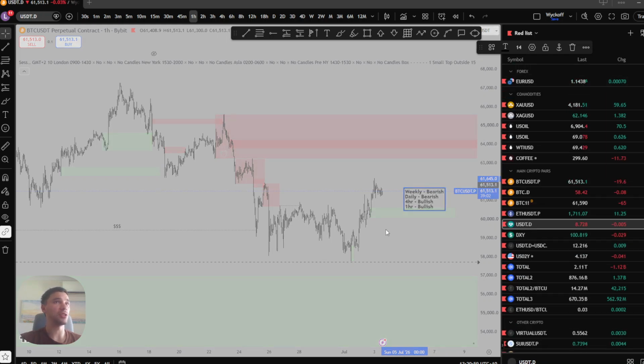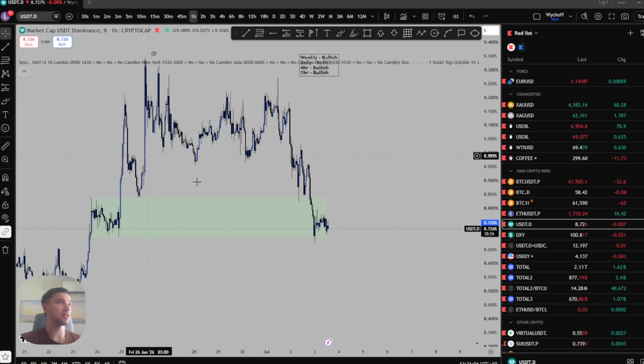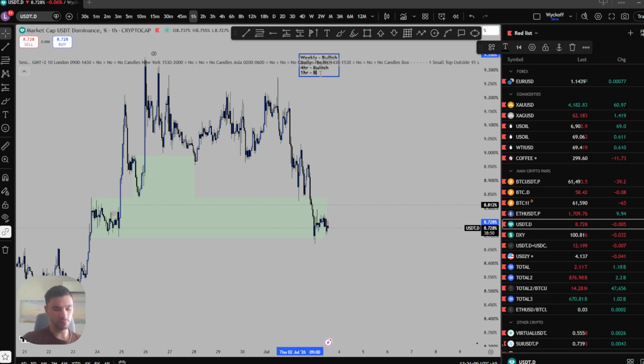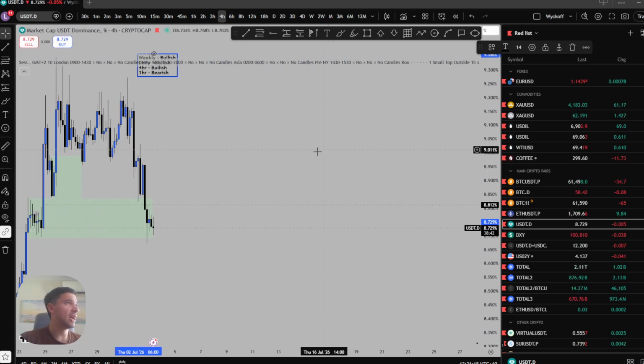Looking at USDT dominance, we might have the same thing. So yeah, we're bearish on the hourly. That's easy to see. And then we're probably going to be bearish on the 4 hour.